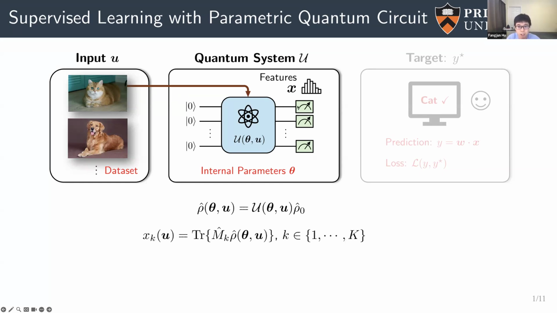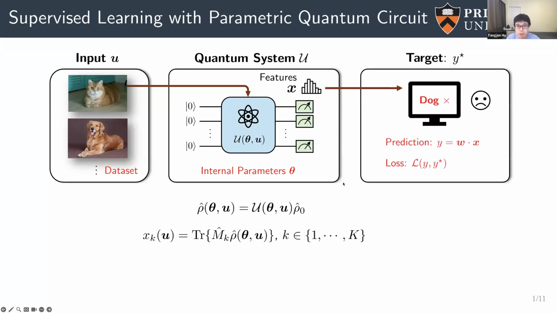Now we get these histograms after we measure. The histograms of those outcomes are called the features of this parametric quantum circuit. And finally, we use Y, which is a linear combination of the features X, to approximate the desired target value Y star. However, such approximation does not always succeed, because now we are using very general zetas here. So you may likely misclassify these images in your output.